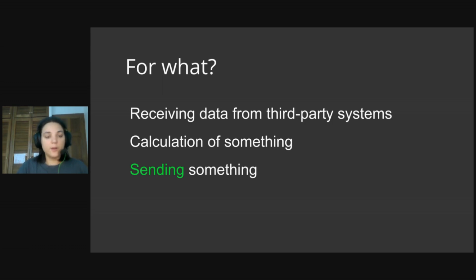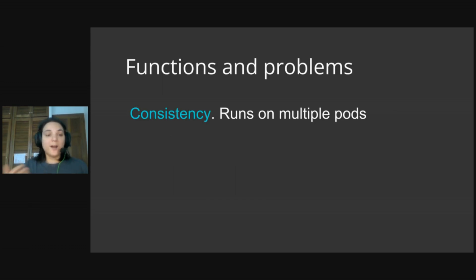Okay. What functions should we pay attention to? Our attention is on functions and problems. First of all, and I think it's very common and very important, is consistency. What does it mean? It means that your application, of course, will have more than one pod in Kubernetes, for example. So it means that two pods can get one job at the same time. At the same time, it's very bad.